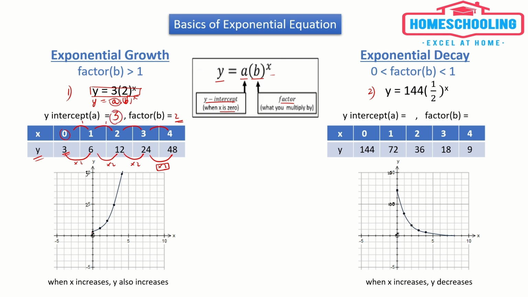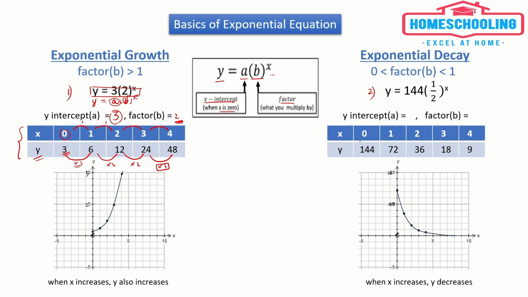When we put this input-output table on the graph, we'll get an exponential growth graph here. As we can see, when the x value is increasing, the y value is also increasing. It is increasing 2 times, and that 2 would be called a factor or a multiplier.